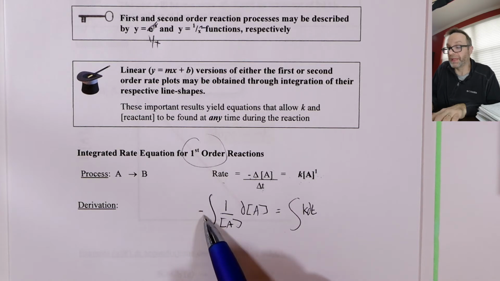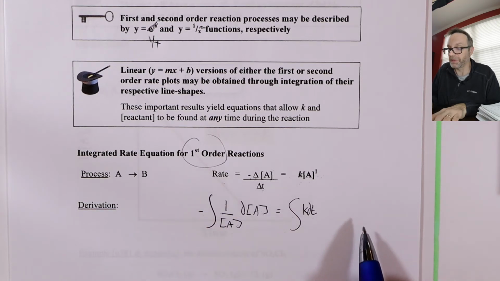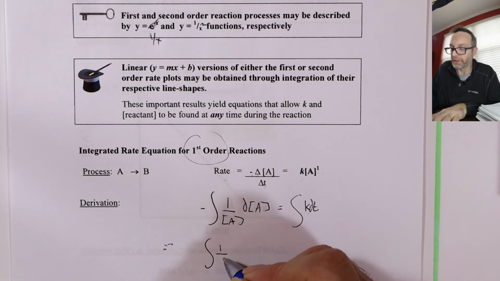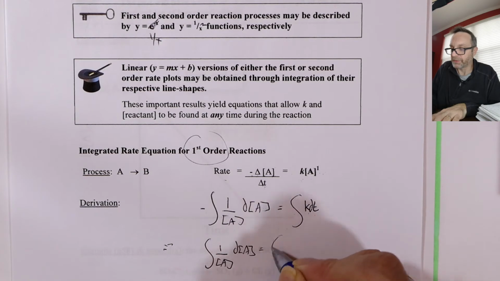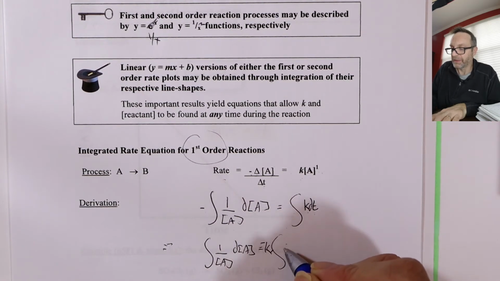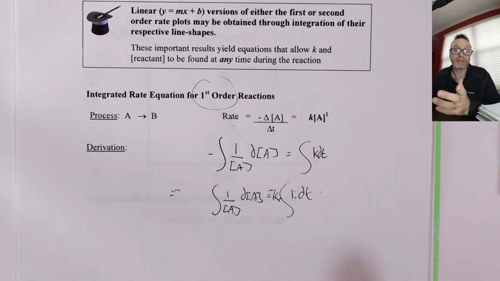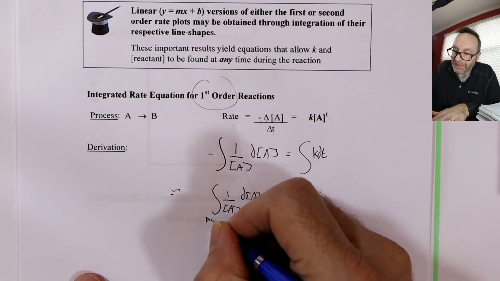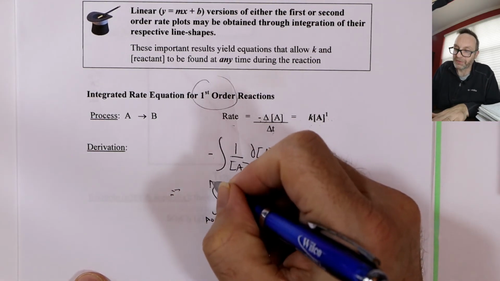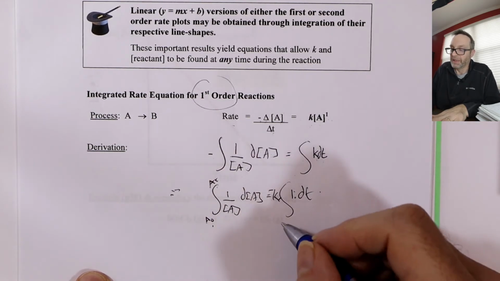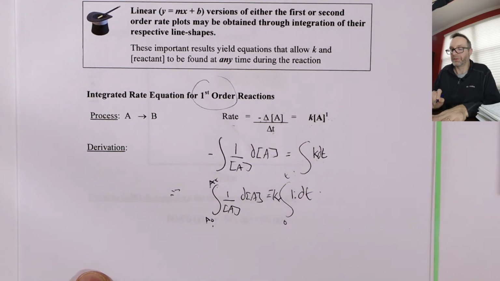Now let's do some tricks, right? I'm going to multiply through both sides by -1, and k is a constant, right? So therefore, the integral of 1 over A dA equals the integral of minus k times 1 dt. All right. Remember the limits, right? The limits of concentration were A0, which is the concentration at time 0, and then just the concentration at time t. So concentration at time 0 and concentration at time t, and then time 0 and time t. Those are my limits, right?